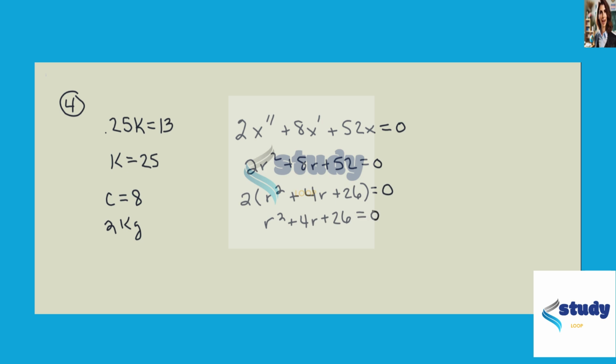I have to use the quadratic formula, so it's -4 plus or minus the square root of 16 minus 4 times 26, which gives me -88 over 2a, which is just 2. This simplifies to -4 plus or minus the square root of -88 over 2.